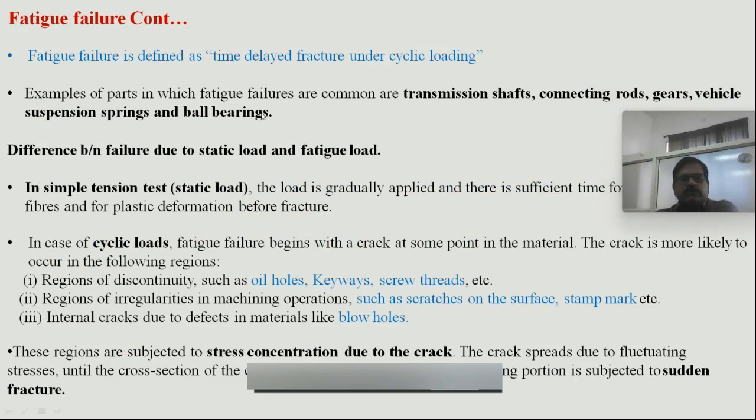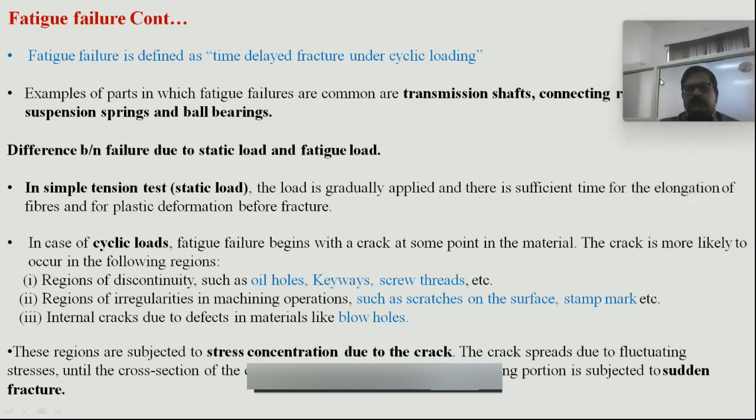Fatigue failure is defined as time delayed fracture under cyclic loading. The examples are transmission shafts, connecting rods, gears, vehicle suspension springs, ball bearings, etc. So let us try to distinguish the failure due to static and fatigue loading conditions. In a simple tension test, the load is gradually applied and there is sufficient time for the elongation of the fibers and for plastic deformation before the fracture.